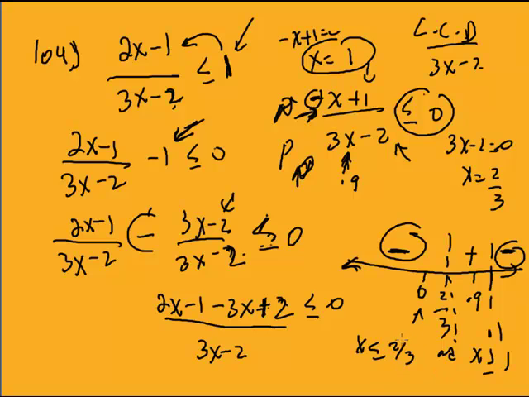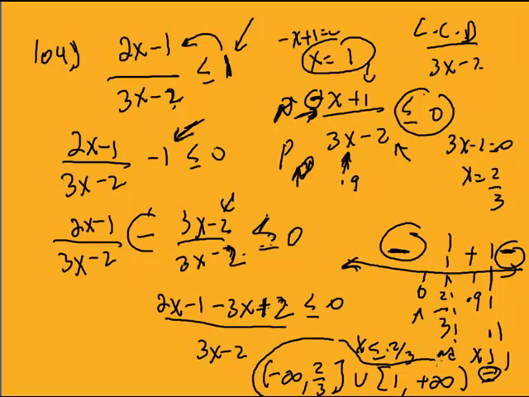Alright, if you were to write this in interval notation, it will look like this. I have negative infinity to 2/3 with the bracket because of the equal sign, and then I have a union, and then I have a bracket on 1 because of the equal sign, and then comma to positive infinity. That's it. You can either write it like that, or you can write it like this. Either way is fine. That's everything.